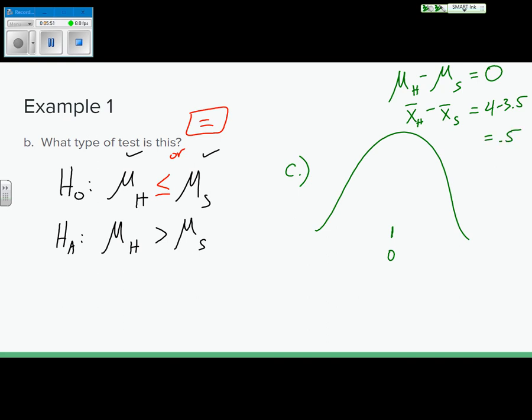Golly, I think that was it. Yeah, 4 minus 3.5. And so I actually came out this way to 0.5. So where I'm landing right there is actually going to be on a number line down here. You can think of it that way. And so this is going to turn out, in this case, to be a right tail test.